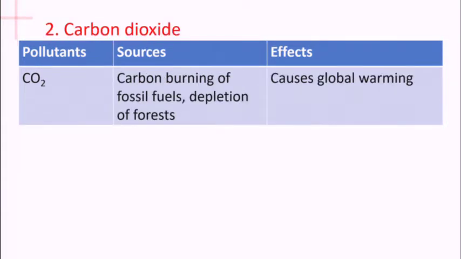Number 2, carbon dioxide. Burning of fossil fuels and depletion of the forest results in carbon dioxide. When there is imbalance in the oxygen carbon dioxide in the atmosphere, it further leads to global warming.